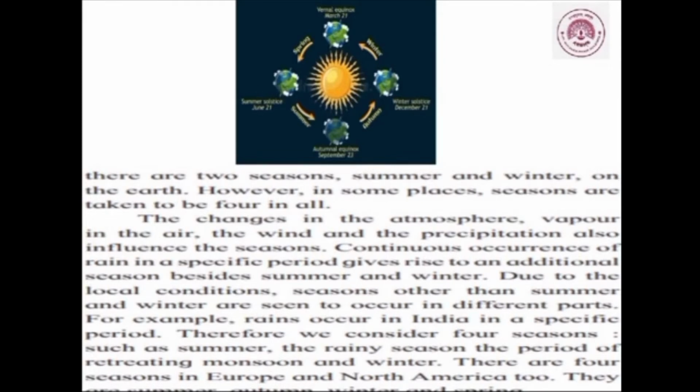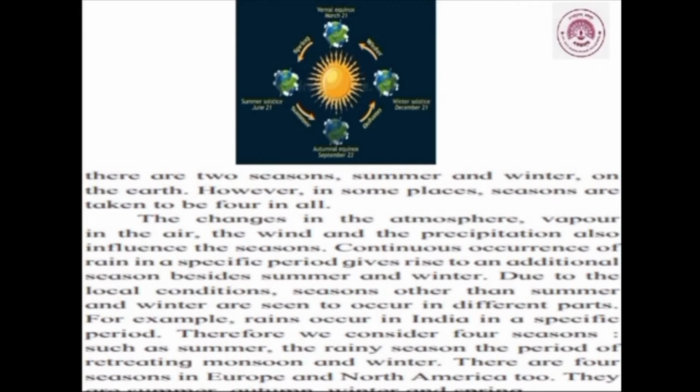The changes in the atmosphere, vapor in the air, the wind and the precipitation also influence the seasons. Now here they have given you all the things which cause seasons, by which the seasons are influenced. Continuous occurrence of rain in a specific period gives rise to an additional season besides summer and winter. Due to the local conditions, seasons other than summer and winter are seen to occur in different parts.